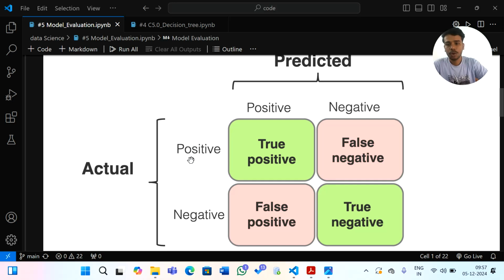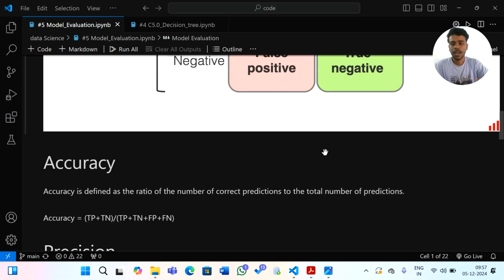If the actual output is positive and the predicted output is also positive, then it is known as true positive. And if the actual output is positive but the predicted output is negative, then we say that it is false negative. And if the actual output is negative but the model has predicted it as positive, we say it is false positive. And if the actual output is negative and the predicted output is also negative, then we say it is true negative. From this confusion matrix we calculate accuracy.